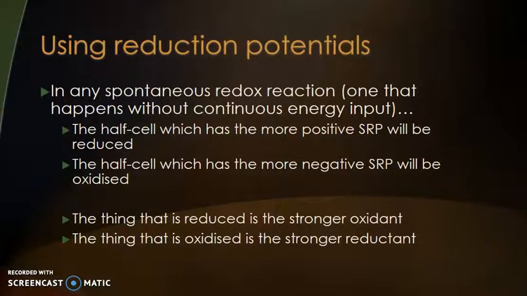Okay, so ultimately, we use our standard reduction potentials for two purposes. The first one is to actually figure out which one is going to be oxidized and which one is going to be reduced. And in that, we're looking at the one that has the more positive standard reduction potential will be reduced, and the one that has the more negative standard reduction potential will be oxidized. The other thing that we use these standard reduction potentials for, which I'm going to talk about in my next video, is determining exactly what voltage you can expect from your electrochemical cell. And that will be my next video.